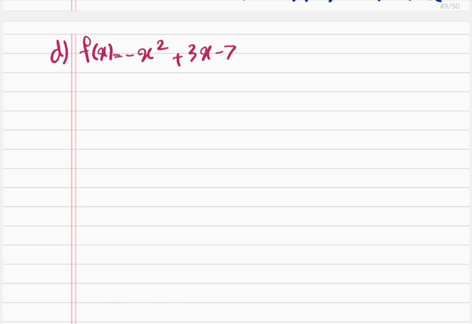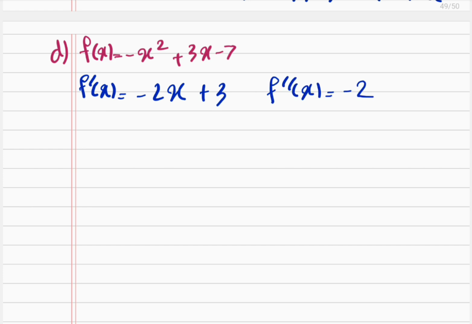Okay, now part D, we have minus x squared plus 3x minus 7. Again, the first step, as usual, is finding the second derivative. So let's find the first derivative first and then the second derivative. The first derivative is minus 2x plus 3. And now we can find the second derivative, which is just minus 2. So this is an interesting case, and maybe a simple case, or it can be confusing.